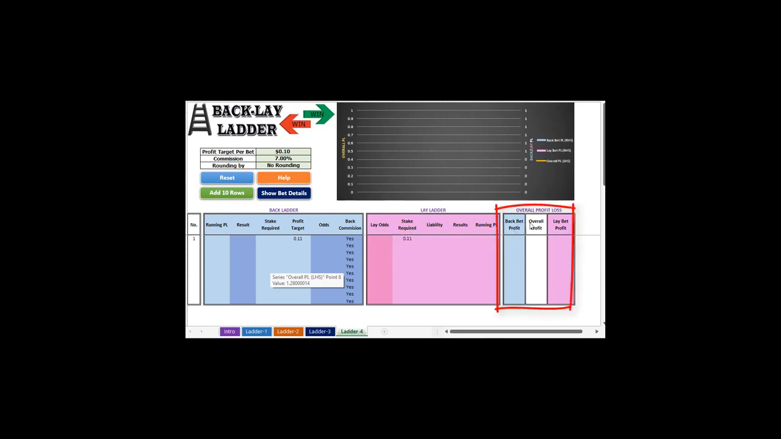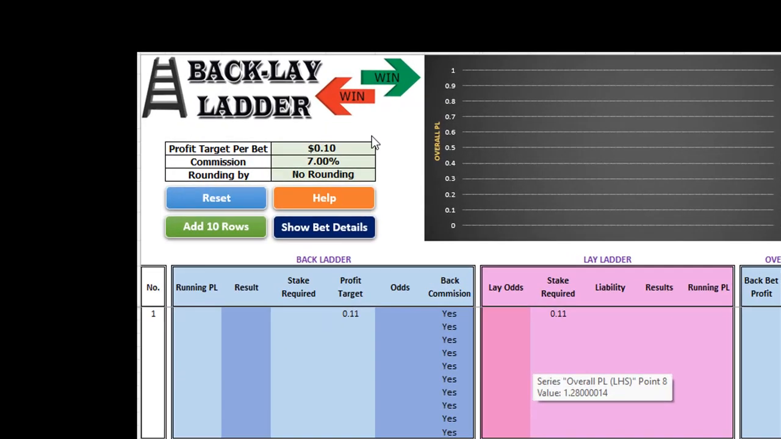We've got the back profit, the overall profit, and the lay profit. While these two are looking after their own ladders, the ultimate goal is obviously that this overall profit will climb. So let's start at the beginning where we set our profit target per bet. Keep in mind there are two bets for every event, whether it be a race or a football game or anything. There are two bets.